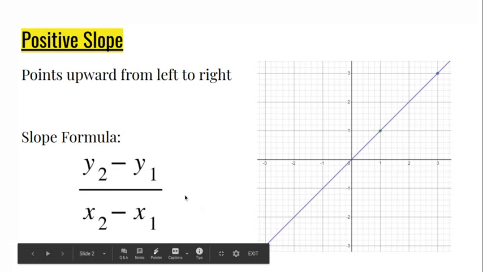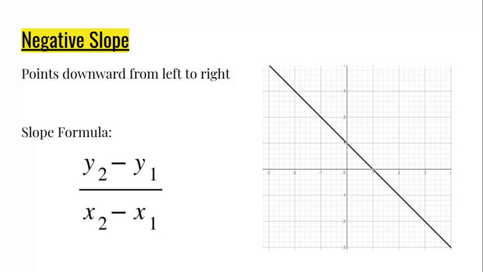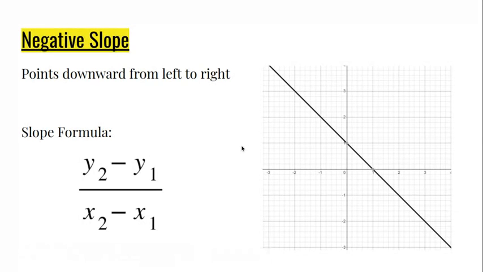And that's, of course, a reminder of your slope formula here you can use to double check your work. But again, a positive slope is going to point up from left to right like this line does here. A negative slope will point downward from left to right, so like it shows in the example here, how it goes downward. So that will have a negative slope.